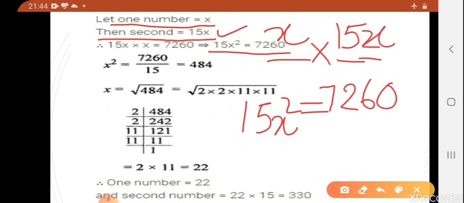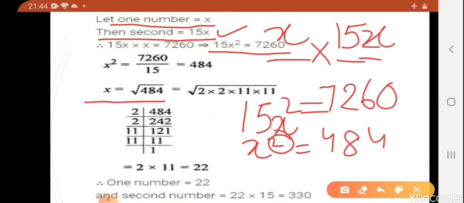Now, x square will be equal to 7260 upon 15, meaning x square will be equal to 484. When the square goes to the other side, it changes into a square root. X will be equal to the square root of 484. Now, we will take out the square root with the prime factorization method. When we do that, what will come? 22.